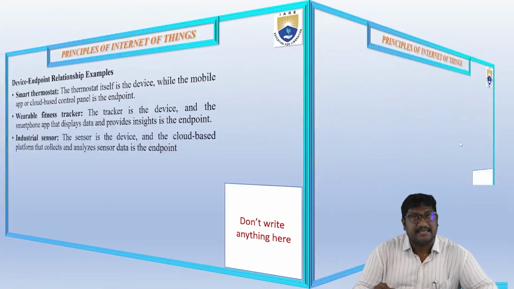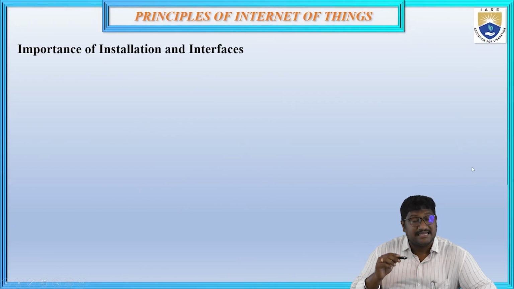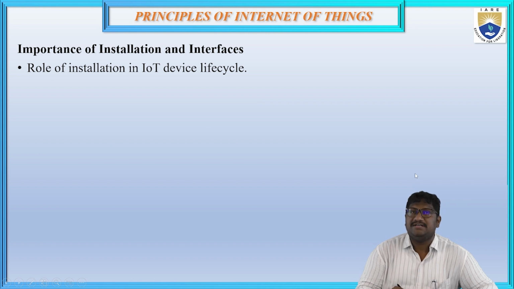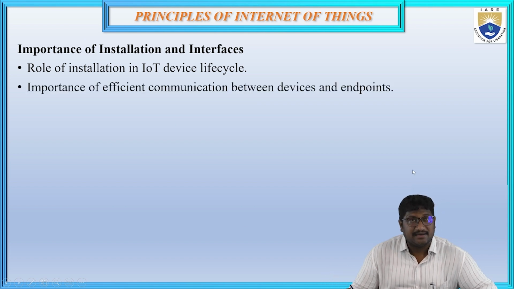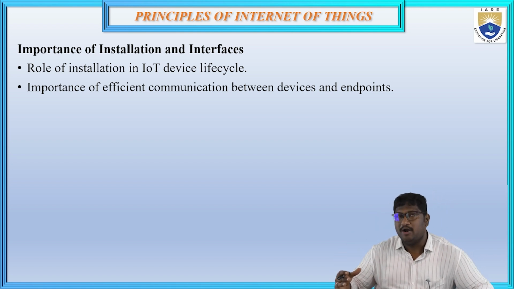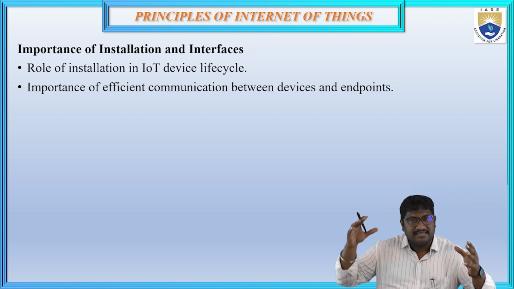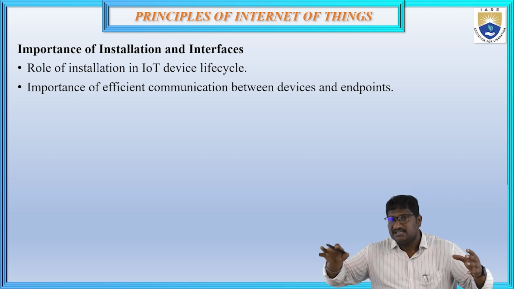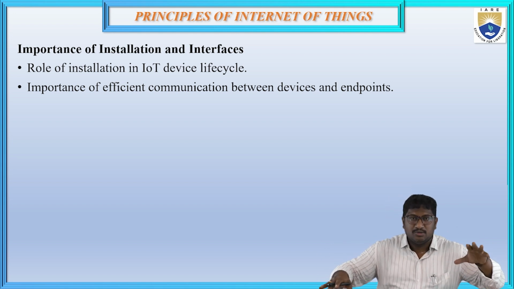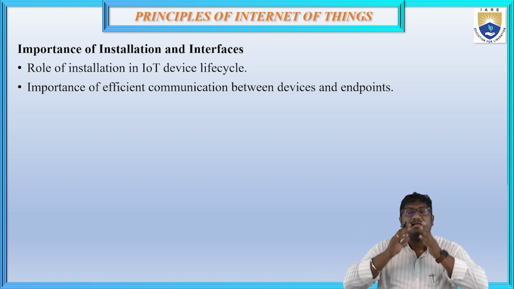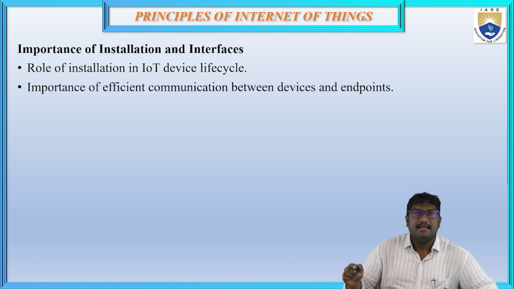And coming to the next thing, which is the importance of these installations and interfaces. How exactly are these useful? The main role of installation in the IoT device lifecycle is that we need to find efficient communication between the devices which are going to be set up and the endpoints. There should be proper communication between the IoT physical devices and the endpoints. Why? Because based on the human body, which is the IoT physical device, and the brain, which is the endpoint, these two have to communicate properly. Then only it can take a certain decision. That is what I am narrating to you.